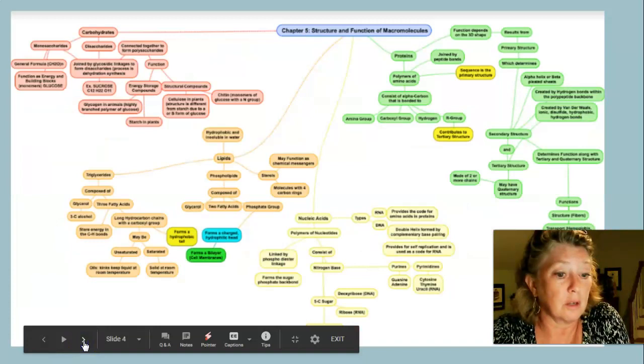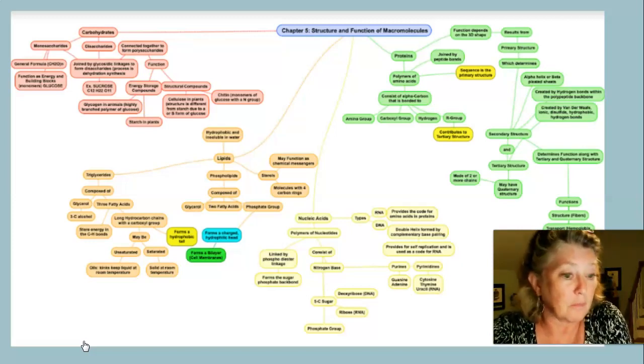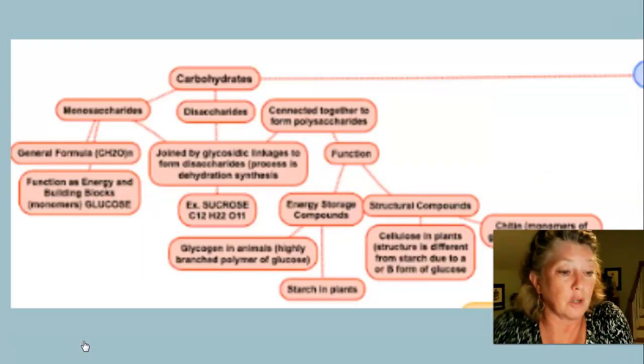Okay, so here is the mind map for all of it, and I'm going to do the left side of this today. The pink is carbohydrates, the peach is lipids, the yellow is nucleic acids, and the green is proteins. So we're going to get two of these done in this particular video. All right, so carbohydrates.